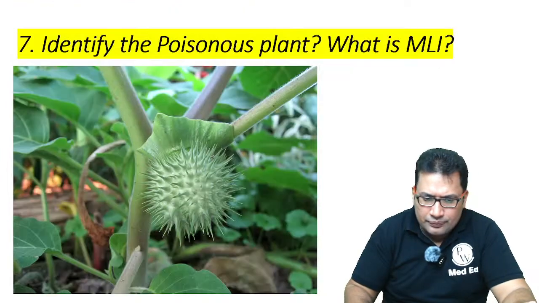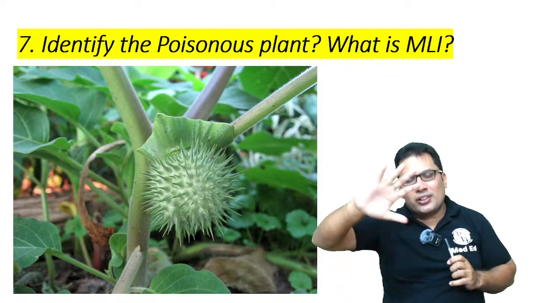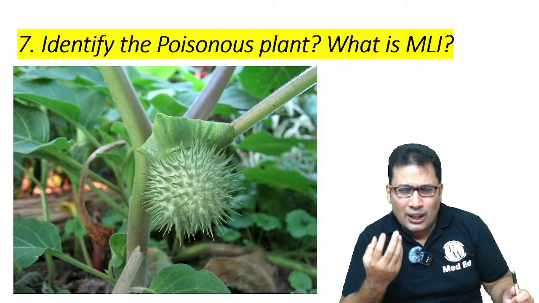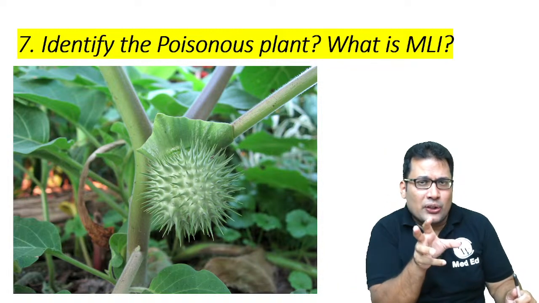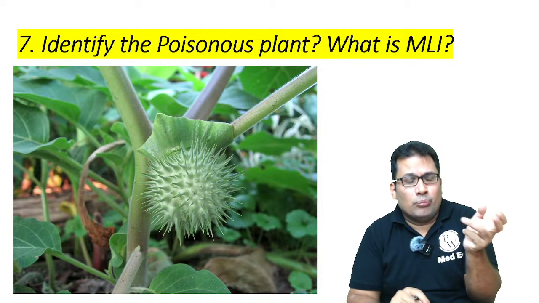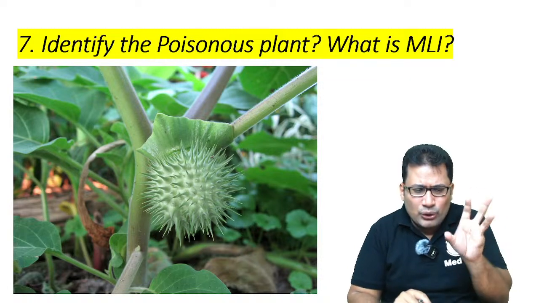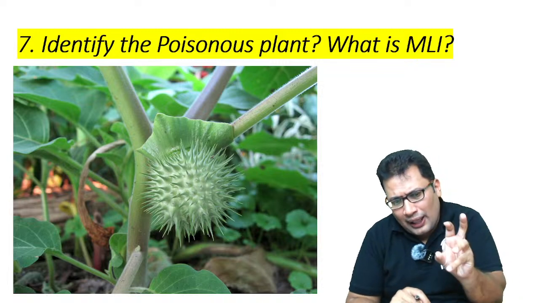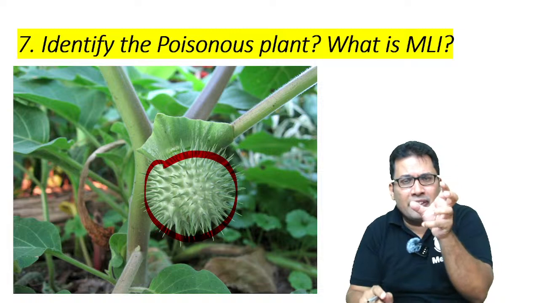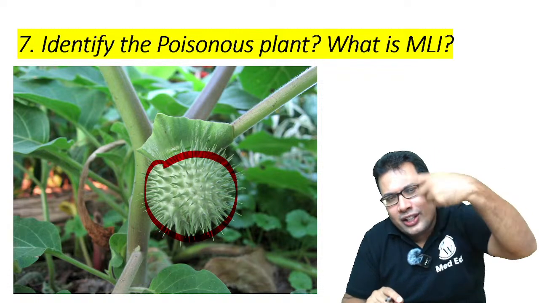Okay, fine. Seventh question is from toxicology, especially seeds and all can be asked. Sometimes a plant also can be given in your forensic spotter. We usually keep plants like castor plant, datura plant, oleander plant. Usually these three plants are common. Now there is a plant which has a fruit with spiny projections. Identify the poisonous plant and what is the MLI?